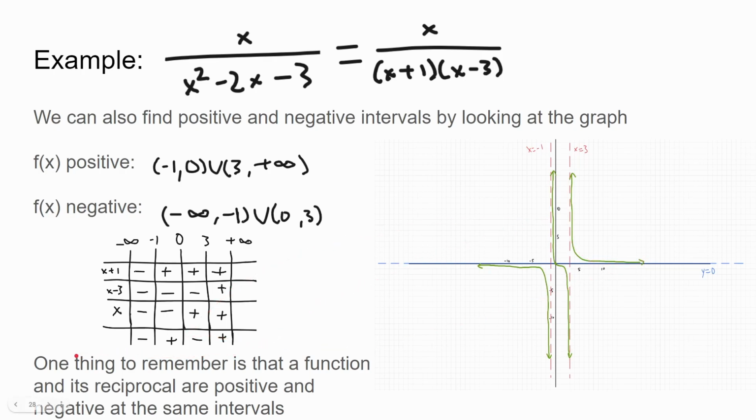And again, the one thing to remember is that a function and its reciprocal are positive and negative at the same intervals. So that is how you are able to graph reciprocal functions using their characteristics and how to analyze them after we graph them.